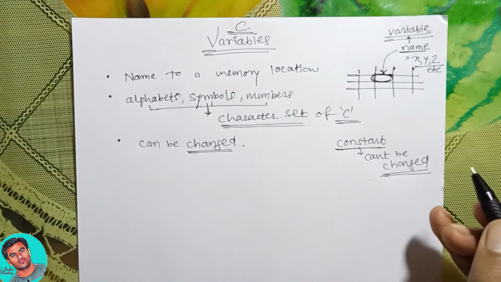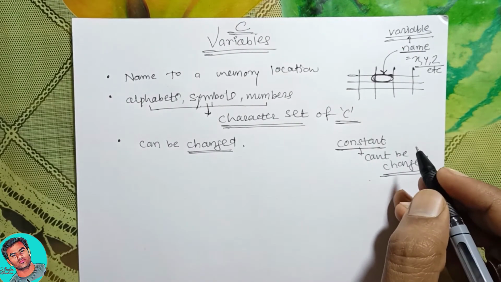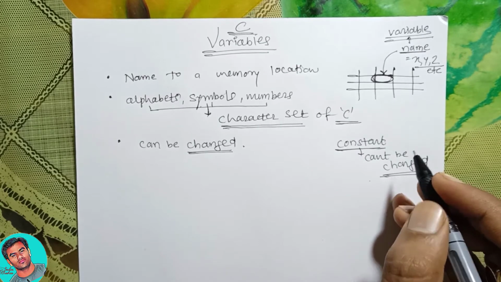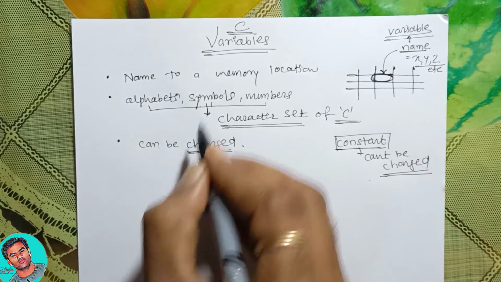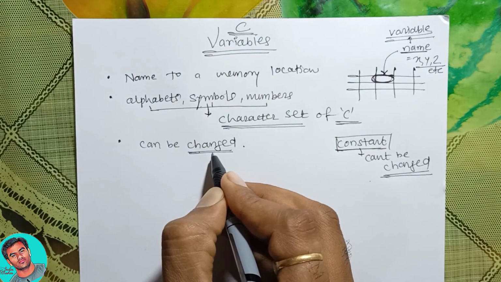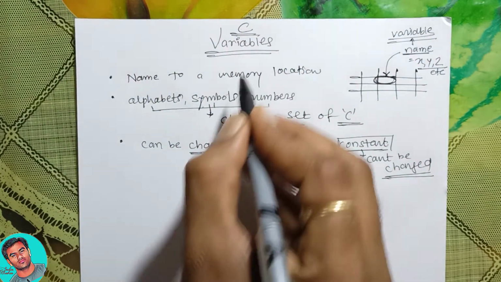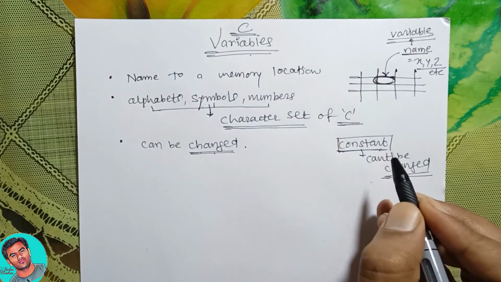We have already created a video on that also. Please go there and check that video, then come here. But now we are going to discuss only variables, and variables can be changed. That is the major difference between a variable and a constant.